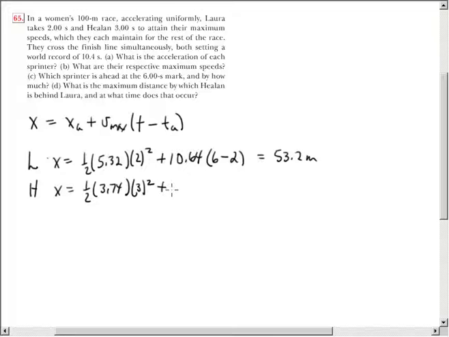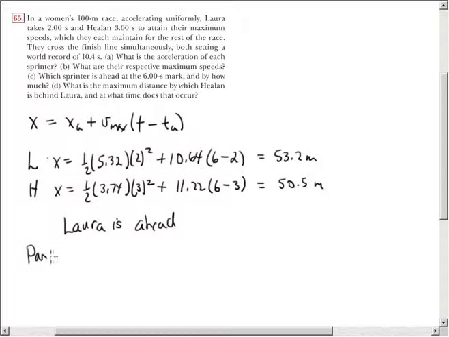plus 11.22 meters per second times the difference between 6 and 3 seconds, which is the acceleration phase, and that's going to be equal to 50.5 meters. So Helene is behind Laura. Laura is ahead. Part C solved.